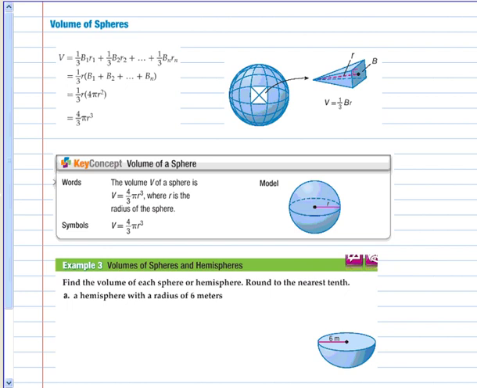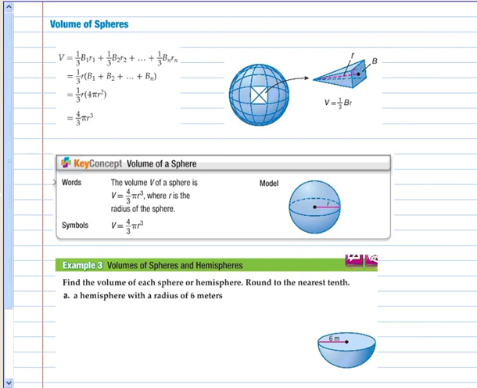Volume of spheres. Let's see if we can figure out a thought process that could lead us to a formula for the volume of a sphere. And here's a thought process that will give us a fairly good idea of how we get the formula for the volume of a sphere.